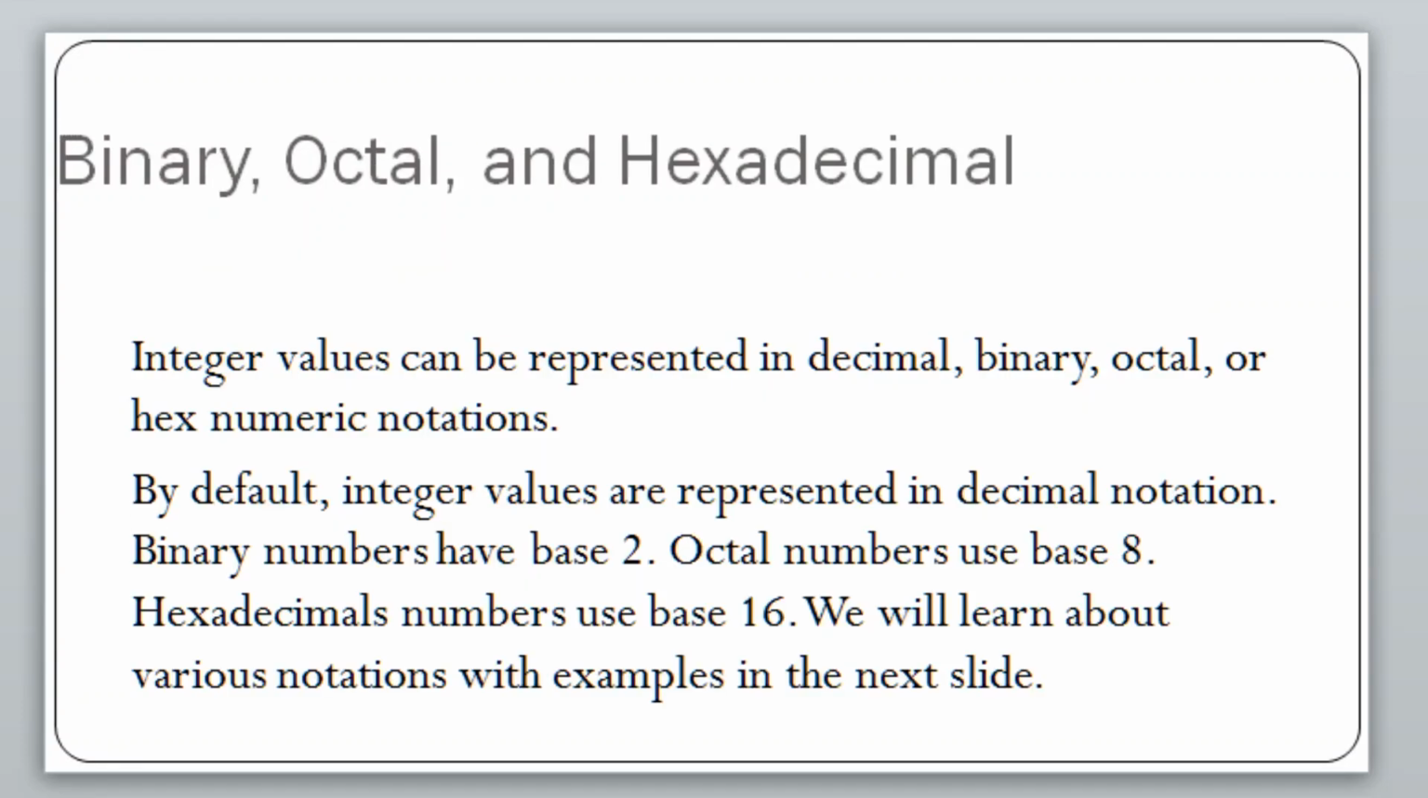Let's go ahead and talk about binary, octal, and hexadecimal. Integer values can be represented in decimal, binary, octal, or hex numeric notations. By default, integer values are represented in decimal notation. Binary numbers have a base 2, octal numbers have a base 8, and hexadecimal numbers use base 16. We're going to learn about how various notations are used, with examples, in the next slide.